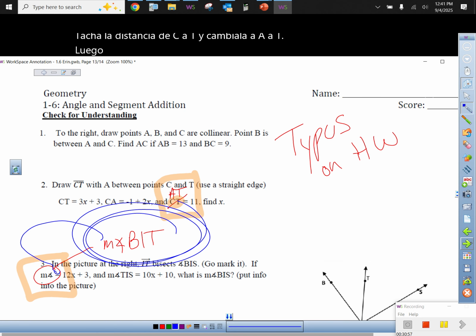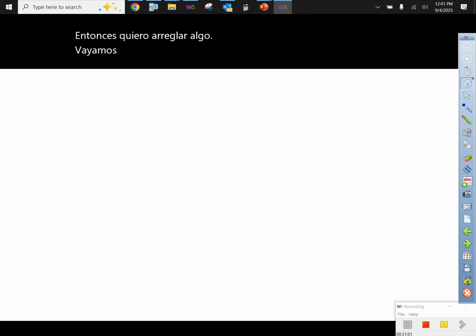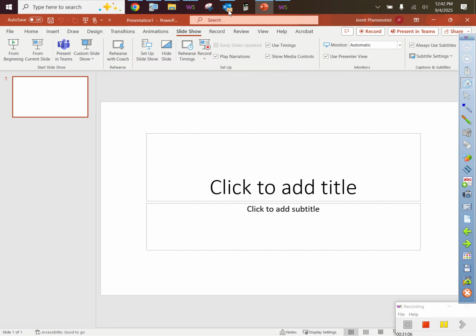Then I want to fix something. Let's go down to the bottom. Sorry, I got to escape out of this. Give me a second. Let's go down to the bottom. And this is almost the way I wanted the worksheet to turn out. Looks like I don't have it open. Let me get it open.